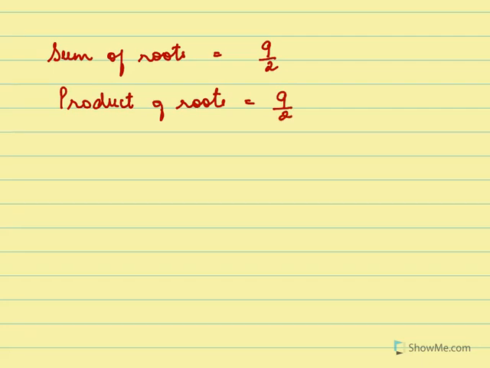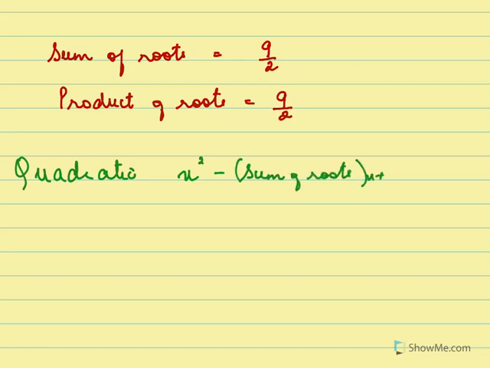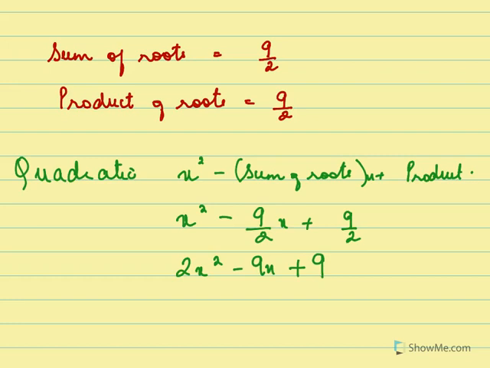Now we are ready to make the quadratic. To make the quadratic, the formula is x square minus sum of roots x plus product of roots. So x square, sum of roots we saw was 9 by 2 x, product of roots 9 by 2. So this is a quadratic. You can take the LCM over 2, or you can take 1 by 2 common out, and what would remain here is 2x squared minus 9x plus 9.